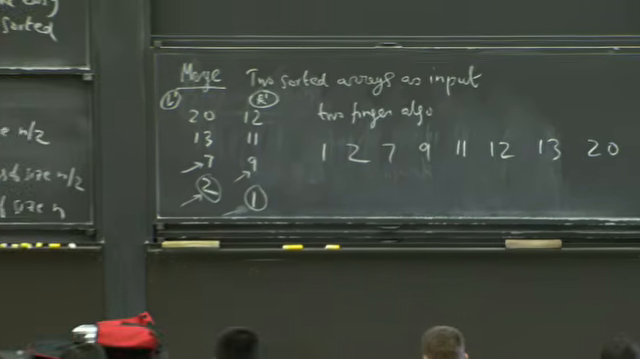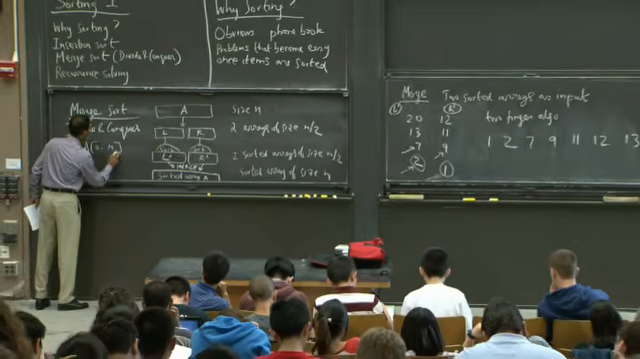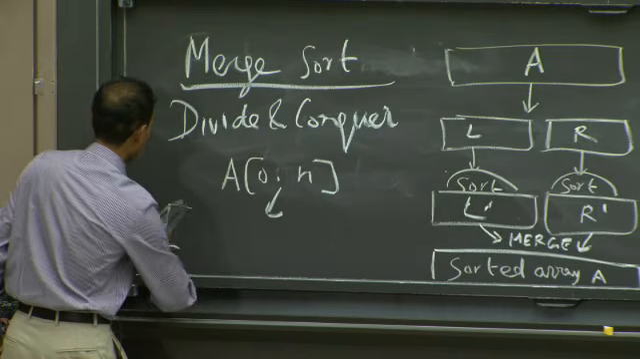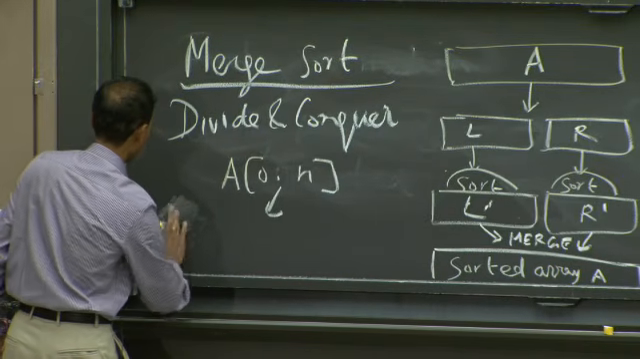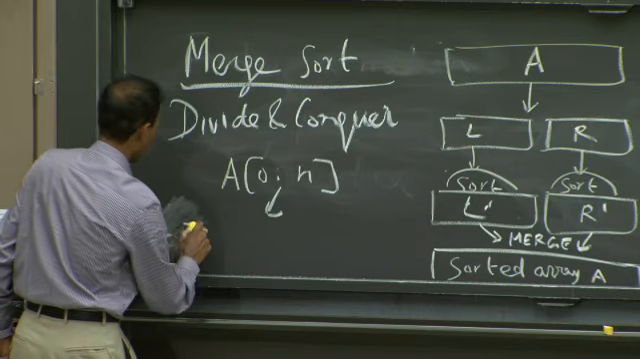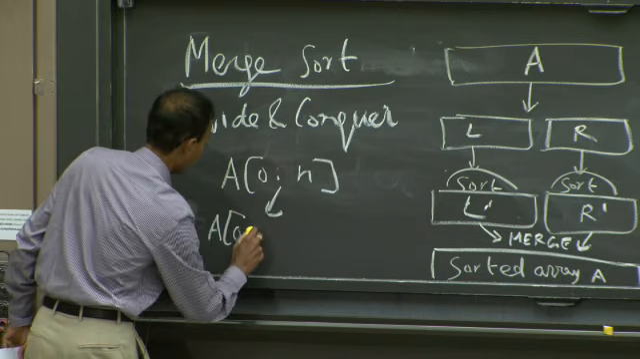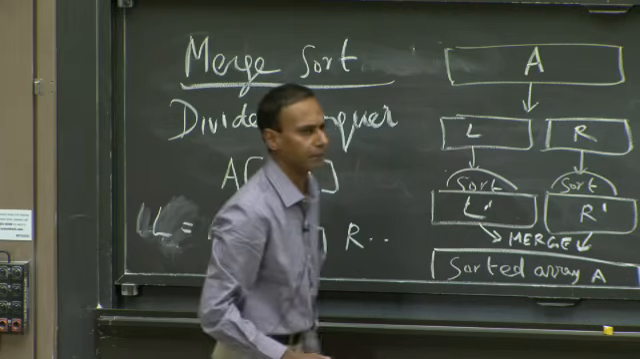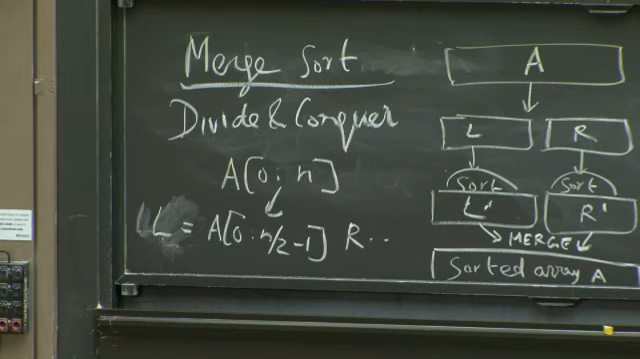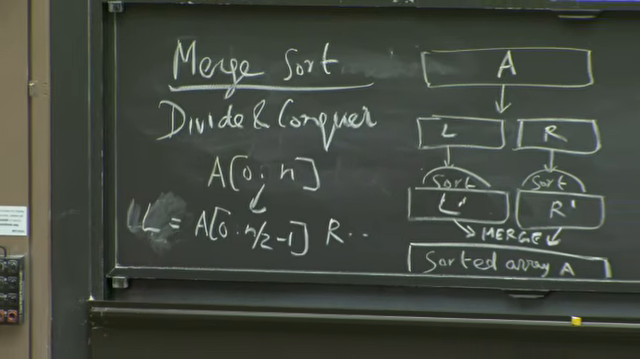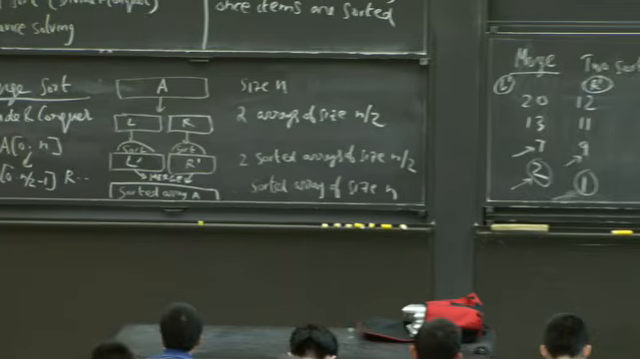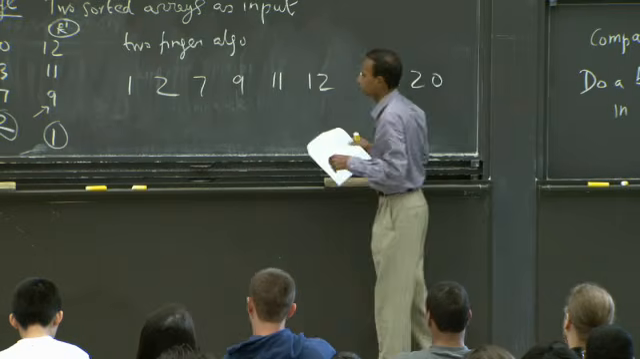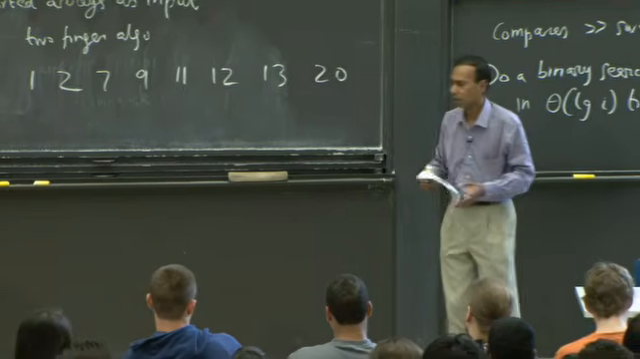If you have an array A[0 through n], then depending on whether n is odd or even, you can imagine that you set L to be A[0 to n/2 minus 1], and R similarly. So you just split it halfway in the middle. I'll talk about that a little bit more. There's a subtlety associated with that we'll get to in a few minutes. But to finish up in terms of the computation of merge sort, this is it.